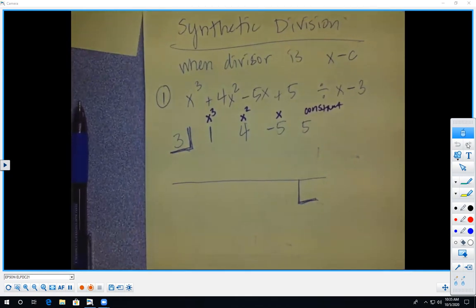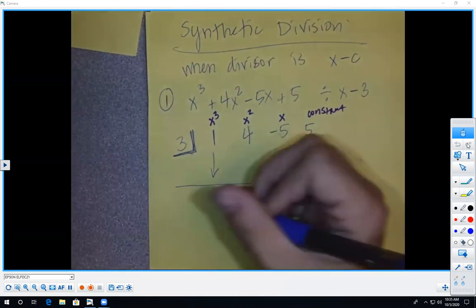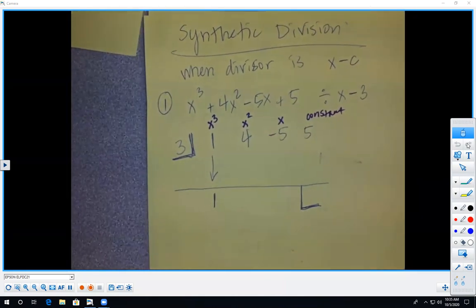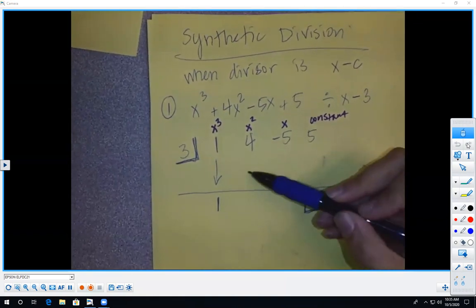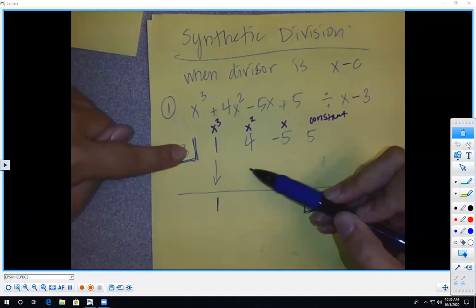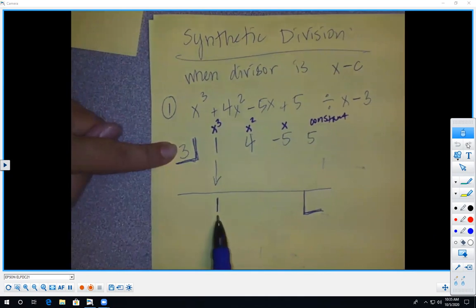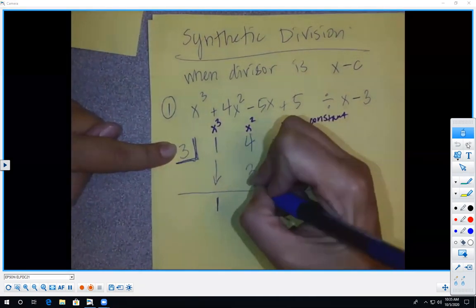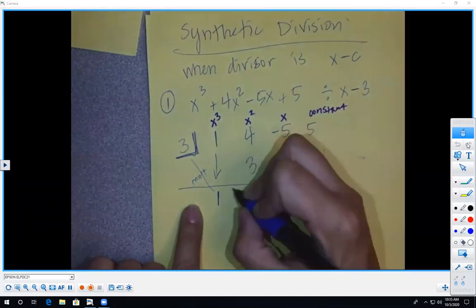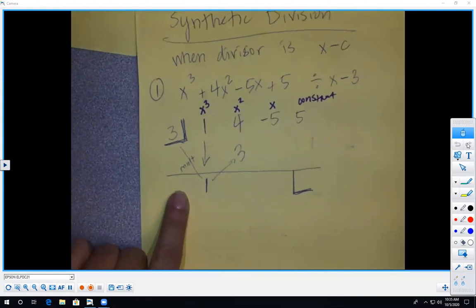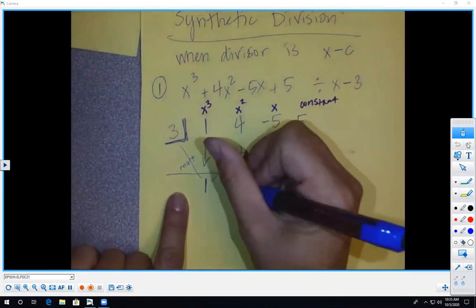Okay, so the way that we get all of our numbers, you start off just by bringing down the first number. So you bring down the 1. The way I get the number in the second column is I multiply my x value, my 3, times 1. What is 3 times 1? 3, and I write it up here. So this was, I multiplied here, and I write it up there. Now I add these two numbers together. What is 4 plus 3? 7.